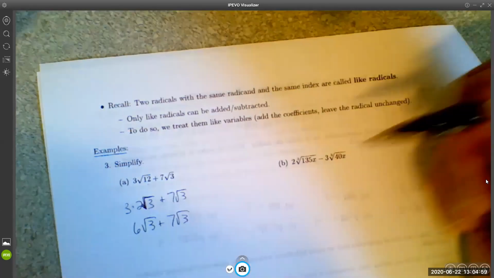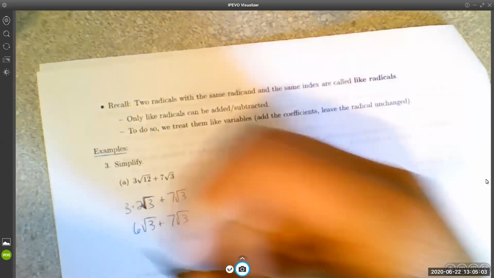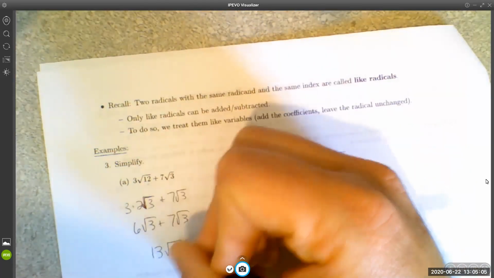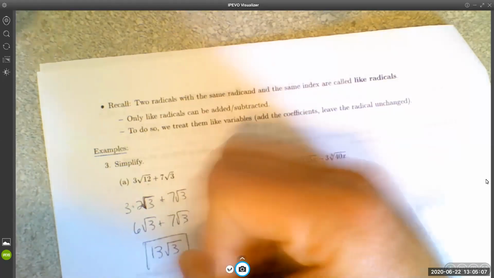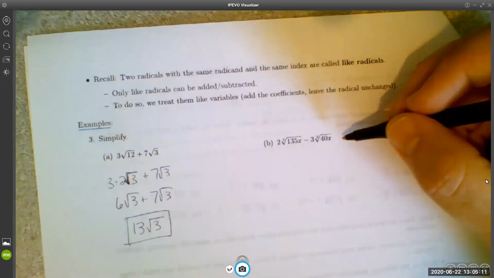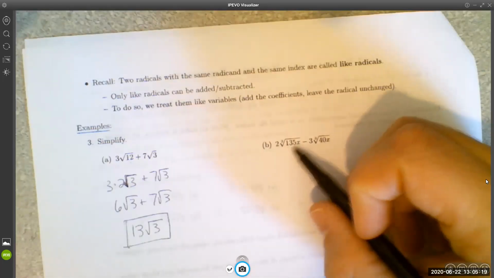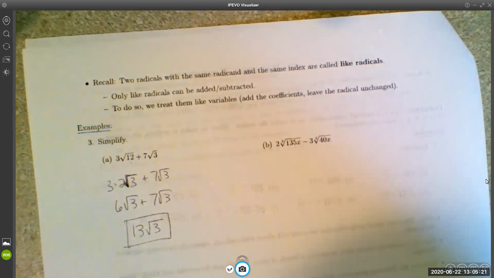Okay, and now to combine these terms, we just add the coefficients. 6 plus 7 is 13. So our final answer is 13 root 3. We can do the same thing for something slightly more complicated looking, like part B. So we're dealing with cube roots now. With the 135, I should be thinking of the largest perfect cube that goes into 135.